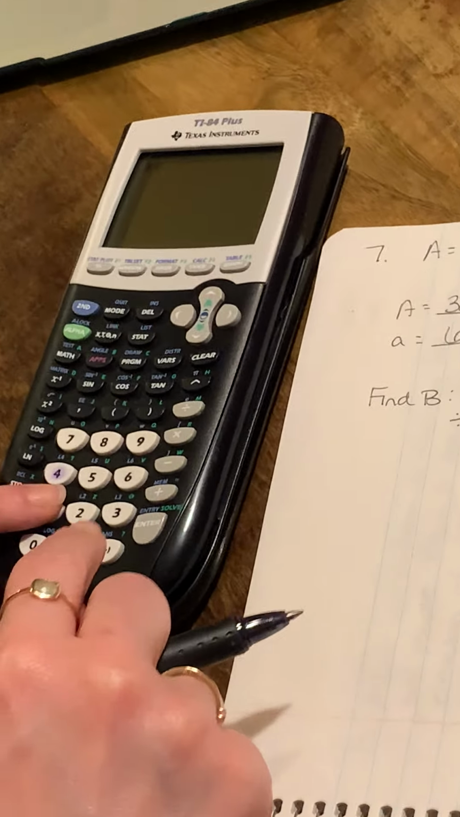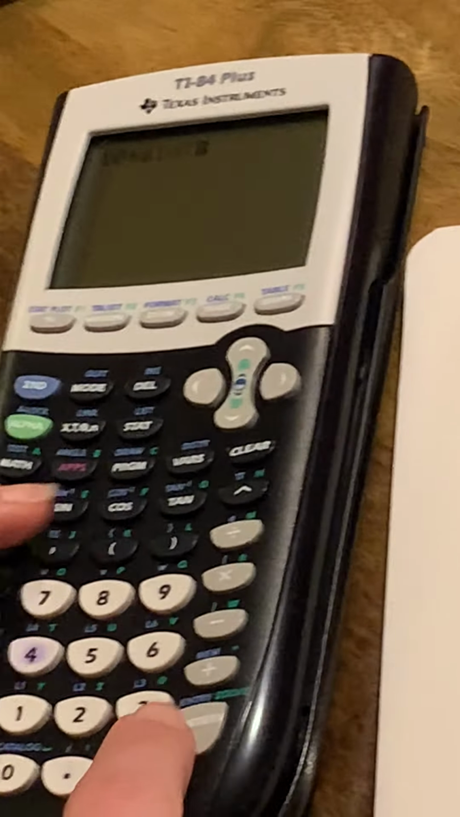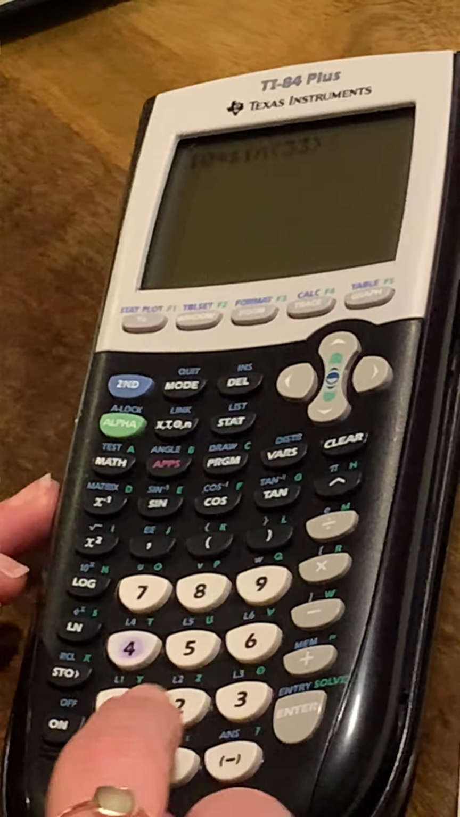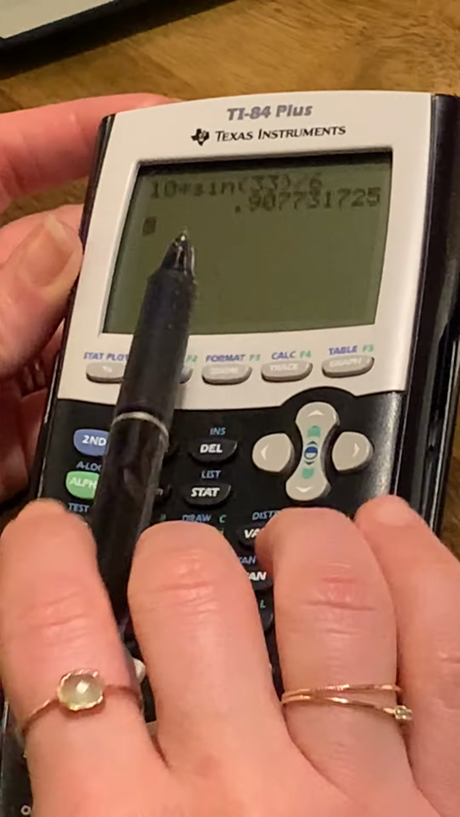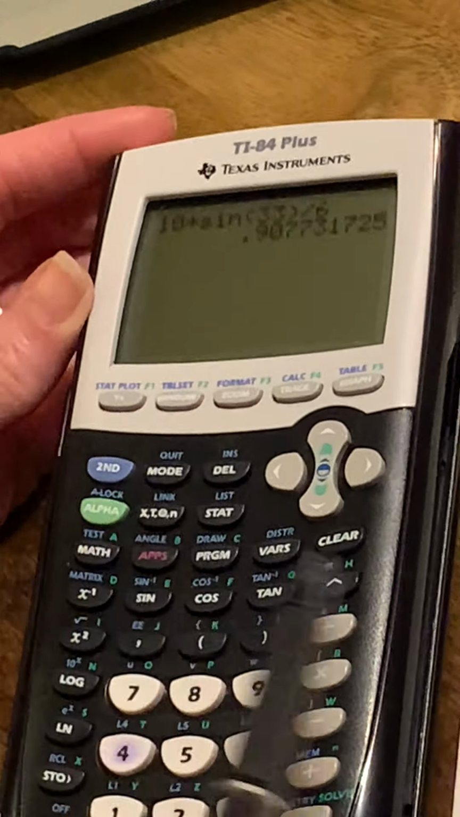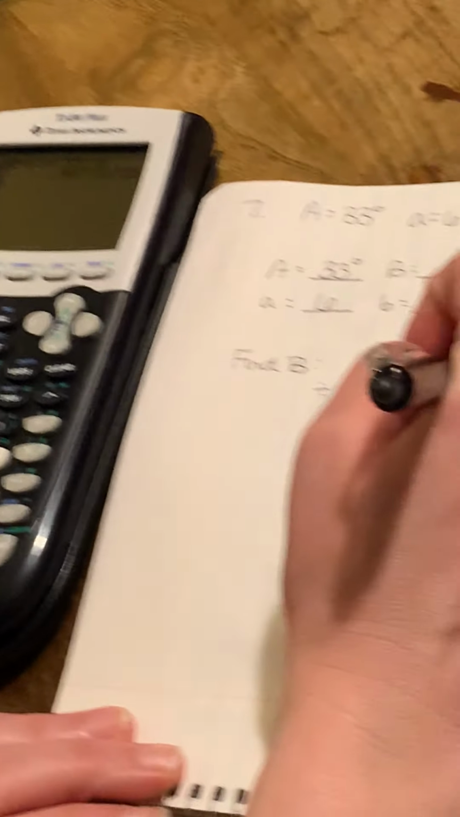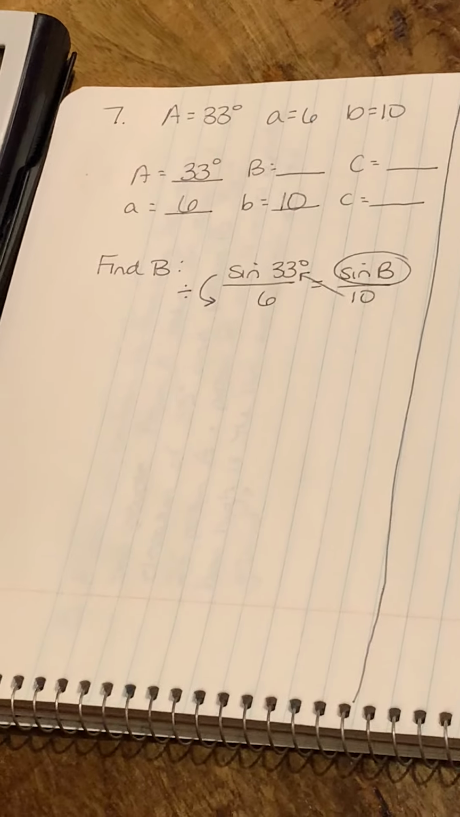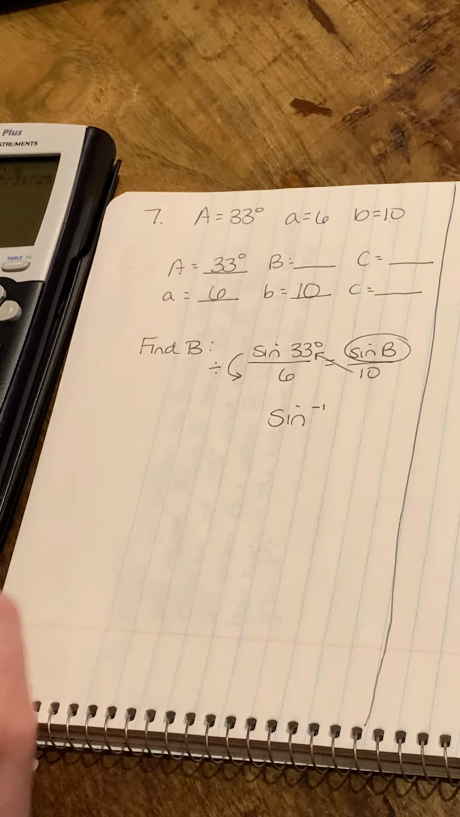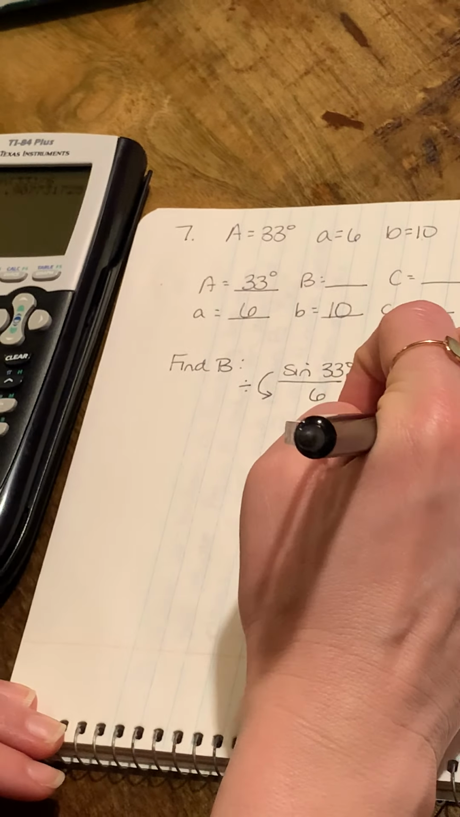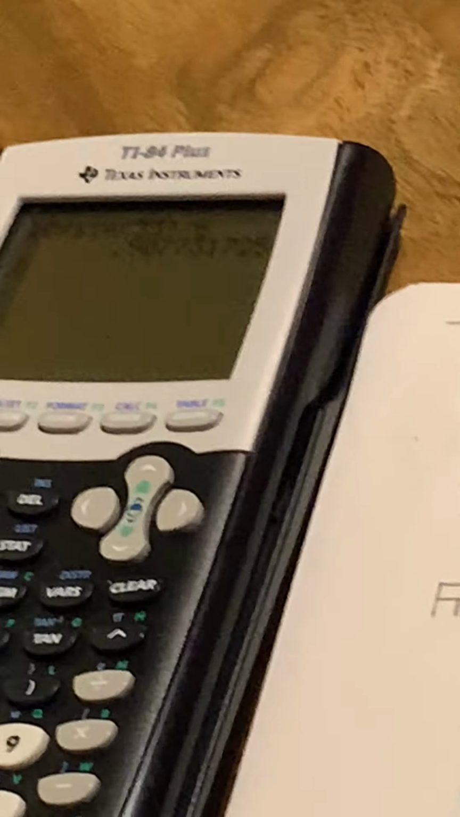Calculator in degree mode, 10 times the sine of 33, close the parenthesis, divided by 6. And you can see you get a really small decimal here, the 0.907. That's because you still have this sine right there on B, which means you need to do the inverse. So make sure you do sine inverse of that answer, that decimal right there, the 0.9077.